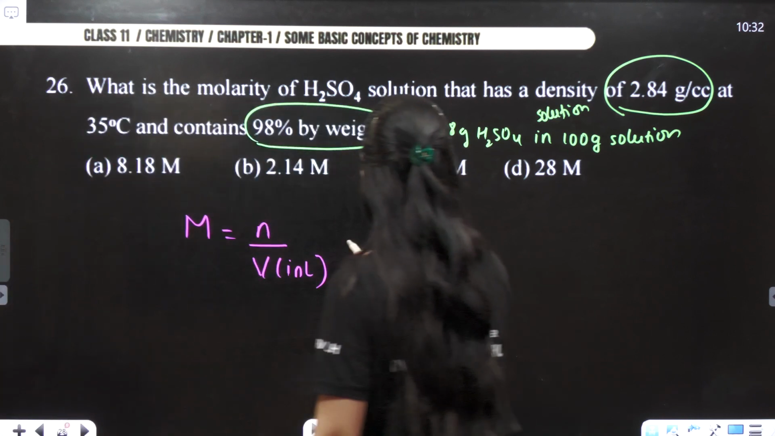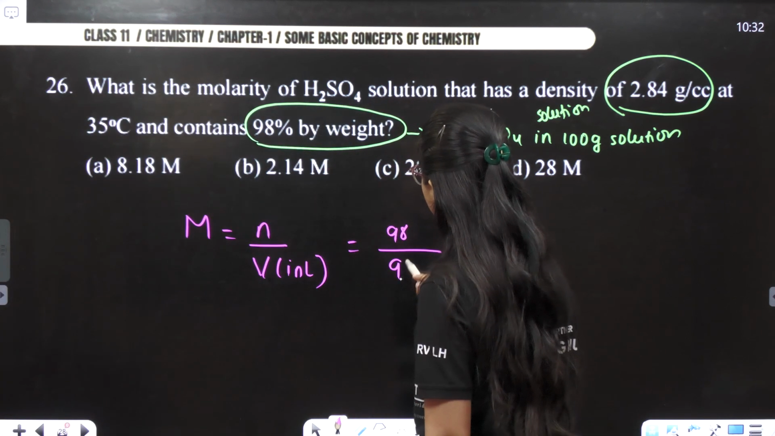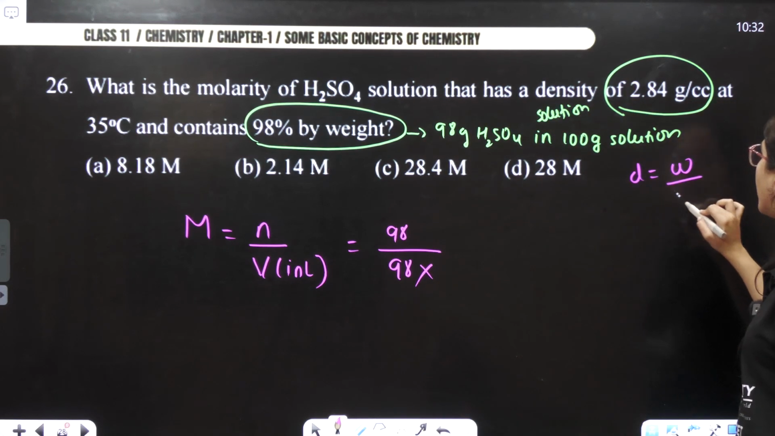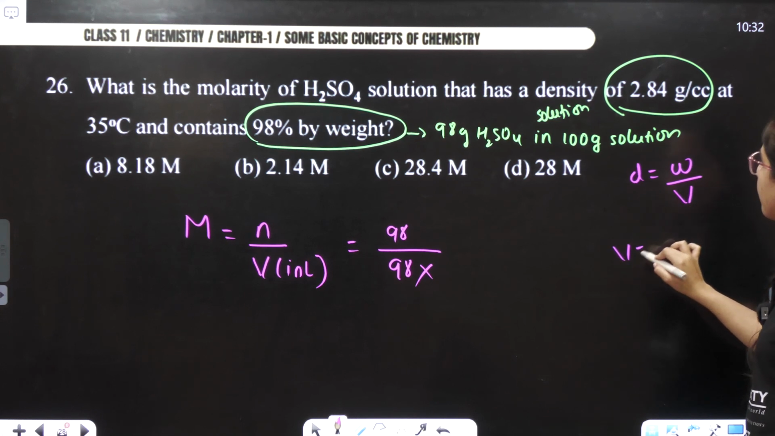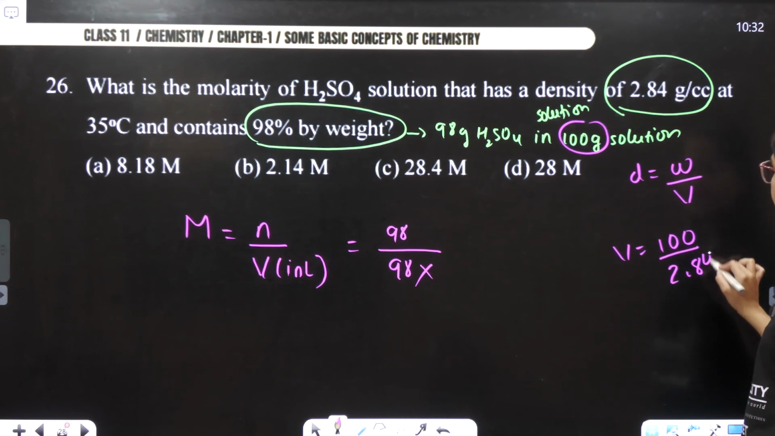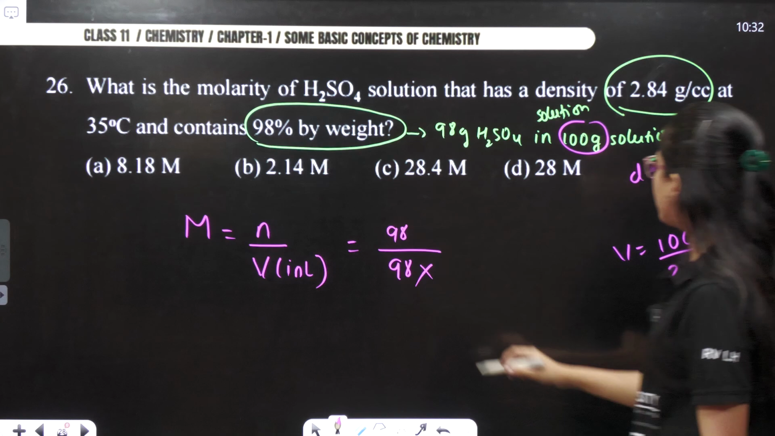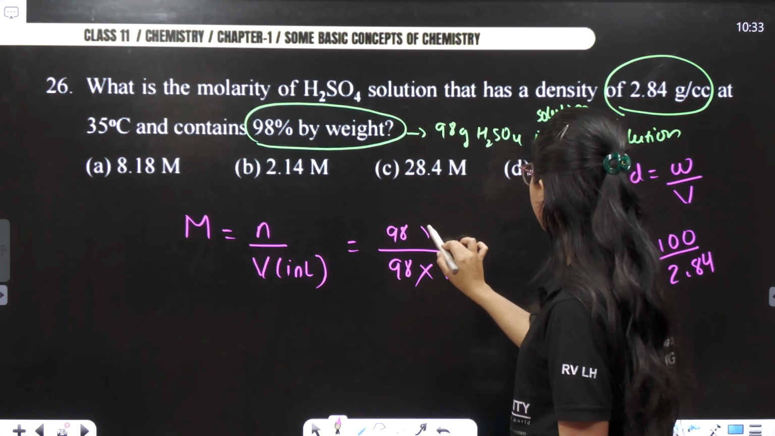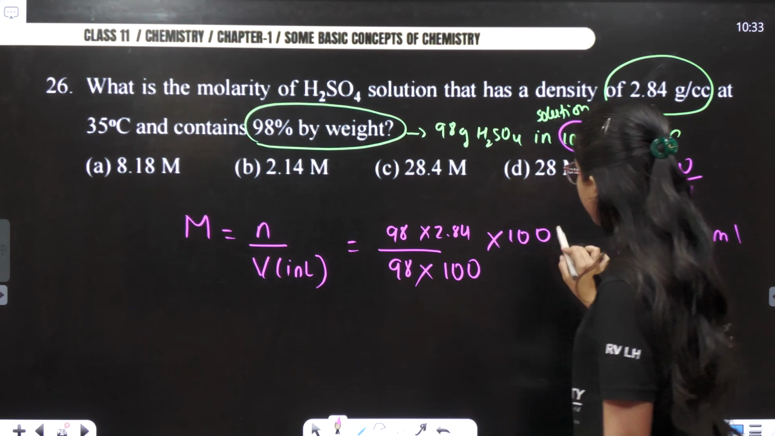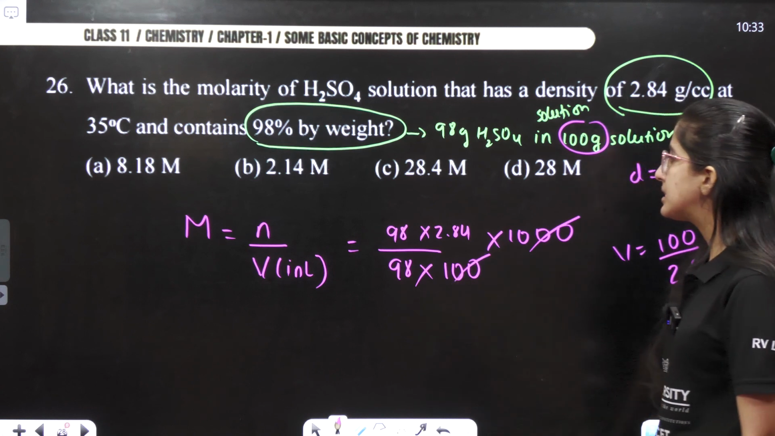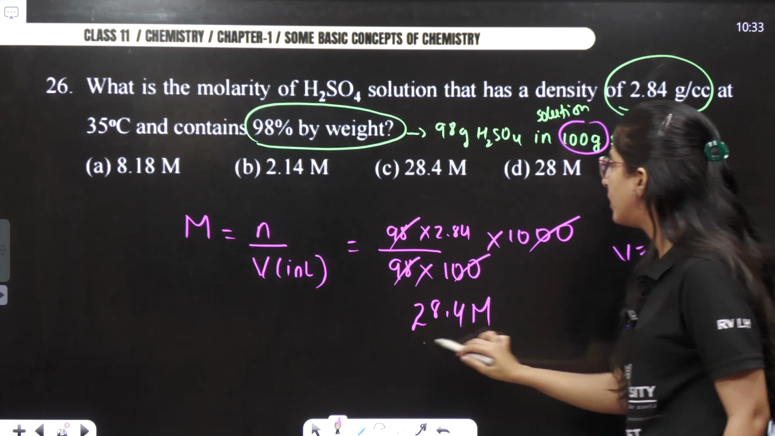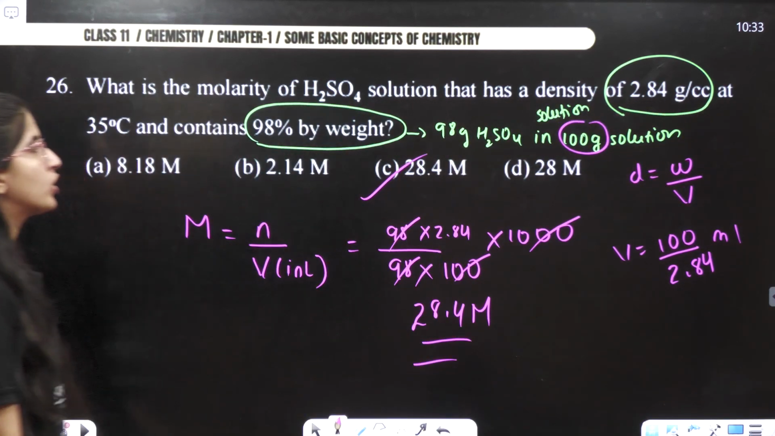So the number of moles is 98 grams over molecular mass 98, divided by the volume we need. From density you can get volume, that is mass divided by volume. So what is the mass here? Volume will be equal to mass, which is 100 grams of solution, divided by the density. What is the density given? 2.84. Correct? So it will be 100 divided by 2.84, and it is in ml, so you will multiply by 1000 again. Here 98 got cancelled. You will be getting 28.4 molar. So the correct option will be option number C.